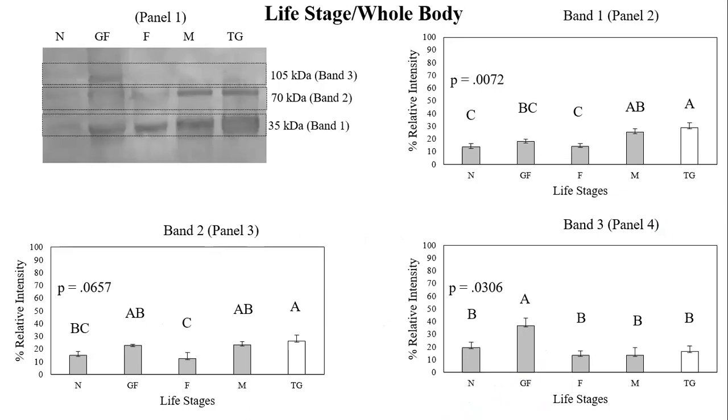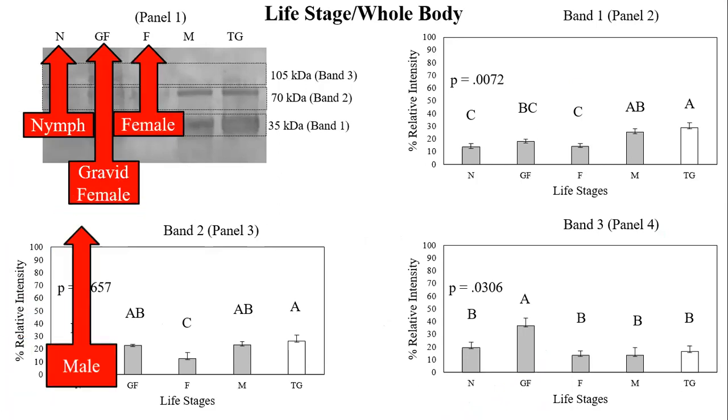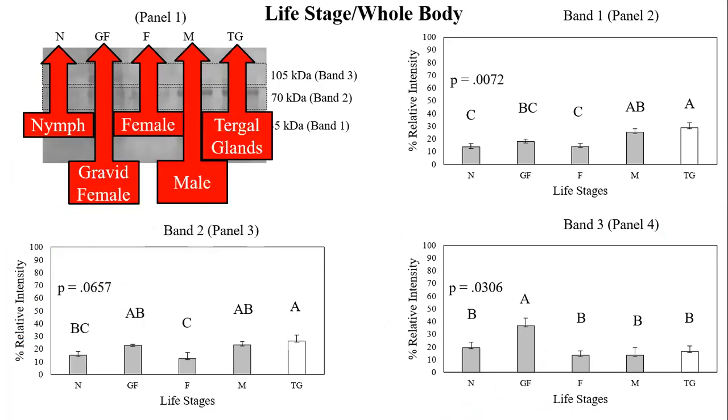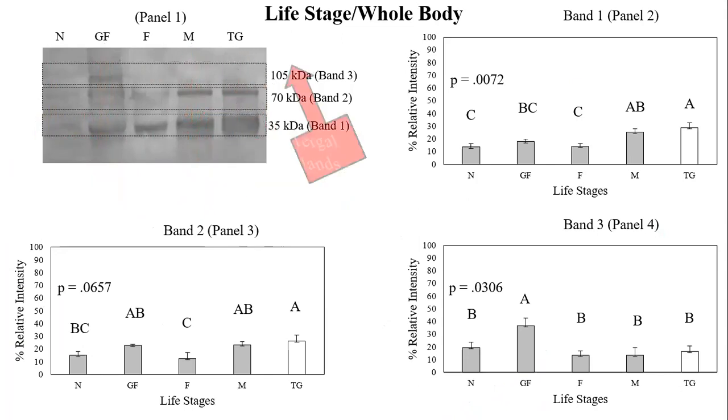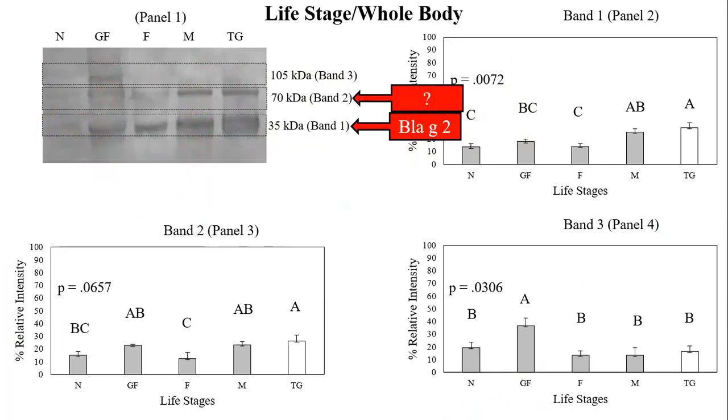And so here we see that our results are very interesting. Let me just go ahead and again illustrate the abbreviations. N is nymph, GF is gravid female, F is female, M is male, and TG are Tergal glands. The results are what we expected for the most part. What we expected was that we would find a 35 kDa band, a single band that denotes BLA-G2, and that's what we found. But we also found additional bands. We found a 70 kDa band and a 105 kDa band. We weren't sure what those meant, and so we followed it up with proteomic analysis.